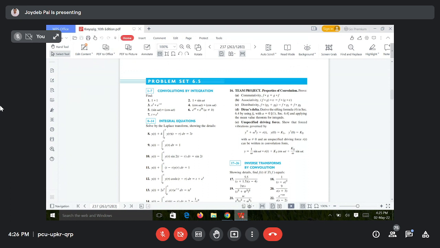Next, let us take one more. Look, e to the power at star e to the power bt, you can try: f(t) is e to the power at, and g(t) is e to the power bt. Let us take this type, 1 star something. So 1 star sin omega t.